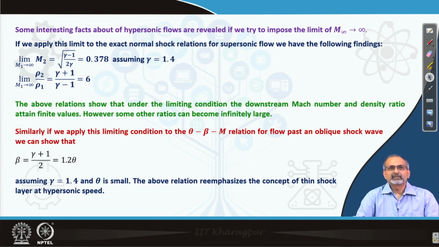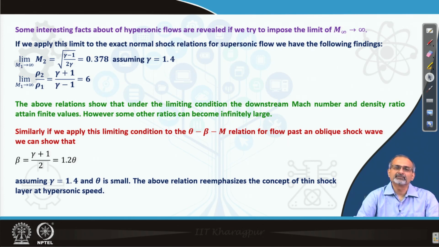These are some more interesting facts to probe, and we were talking at some point about trying to limit the relations that we derive usually for supersonic flows to conditions where the M infinity tends to infinity. So, if we try doing that and we apply normal shock relations for such high Mach number limits, then we find that usually the Mach number downstream of the shock will tend towards a finite value if we assume a value of gamma equal to 1.4.